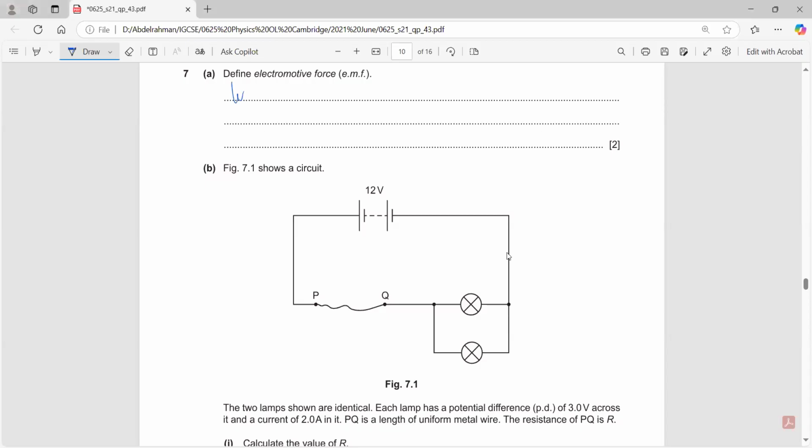So it is the work done by the source in moving the charge around the circuit, or around the complete circuit. Figure 7.1 shows a circuit. Work done by the source is the electromotive force. If you asked about the potential difference, it would be the work done on the charge.